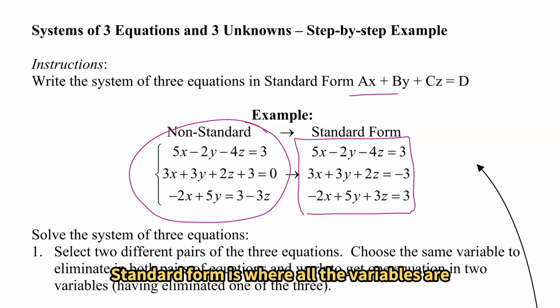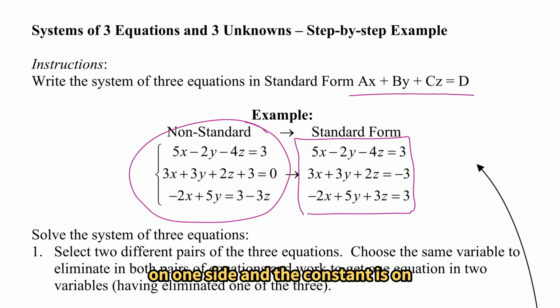Standard form is where all the variables are on one side and the constant is on the other of the equation. So we may have to move things around. Here we've got a 3 in the wrong place. Here we've got 3z in the wrong place. And so we need to move some terms, add and subtract from both sides, so that we get all of the equations into standard form.